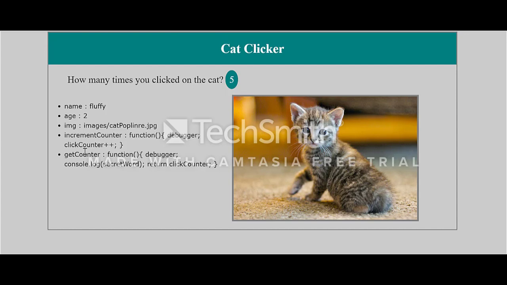So increment counter and get counter are the two public methods of the constructor function cat, and these two functions have access to the local variable click counter of the cat constructor function. So closure.